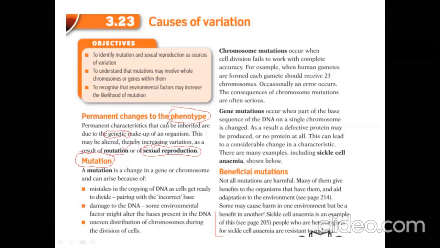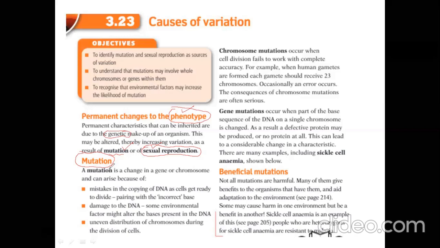Definitely, if changes come in our phenotype, it means there will be more differences. If there are more differences, this is actually variation. Variation is differences between organisms, right? I am different from other individuals of my species because my DNA sequence is not 100% similar to theirs, or there are differences in my gene. And these differences came because of mutation, right? These differences are also because of sexual reproduction, right?